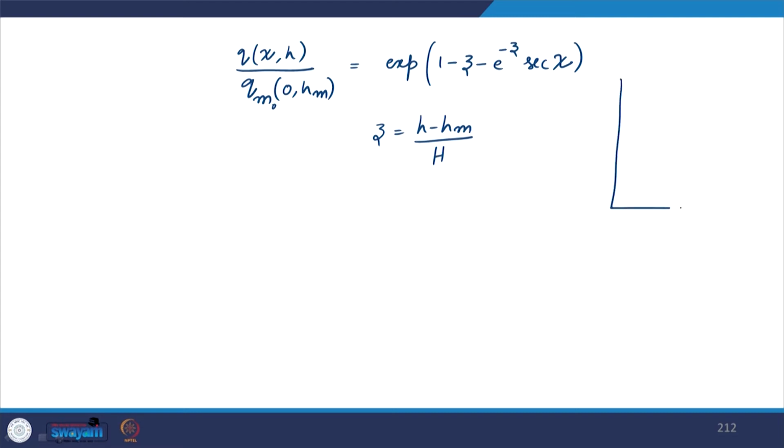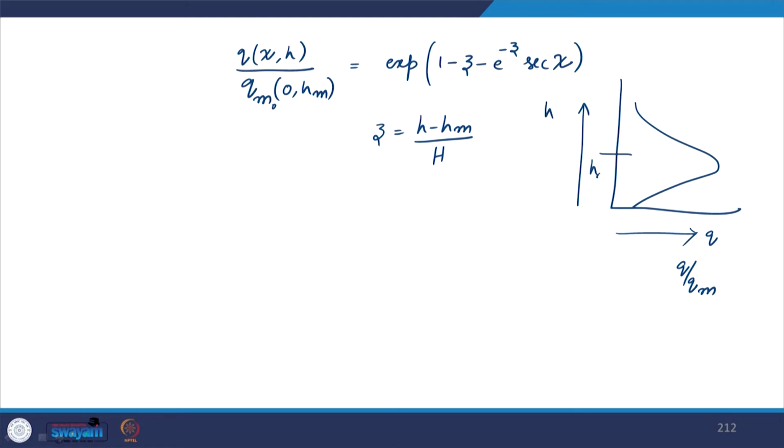So, the idea is you have now derived a relation for this layer. This is the form of the layer. We have already discussed the various characteristics pertaining to this, let us say Q, or you can also say Q by QM, and this is H. Now, the height at which this peak is appearing is the HM. Now, if you fix the angle chi equal to 0, then you will have to call this HM as HM0, that is it.